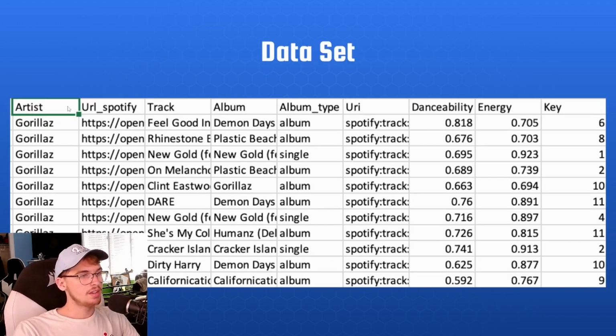We had an artist column, different things like the name of the track, the name of the album the track was on, album type, whether it was single versus an album. Some of them were compilations. Things like danceability, which measures between 0 and 1, 1 being the most danceable. Same thing with energy, 0 to 1.